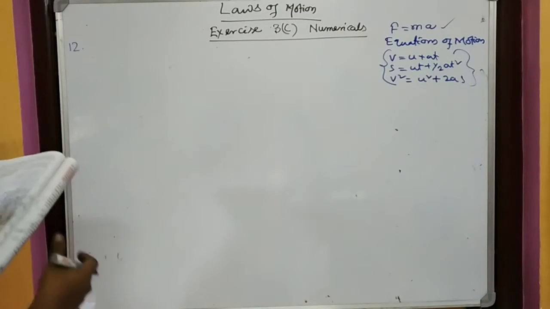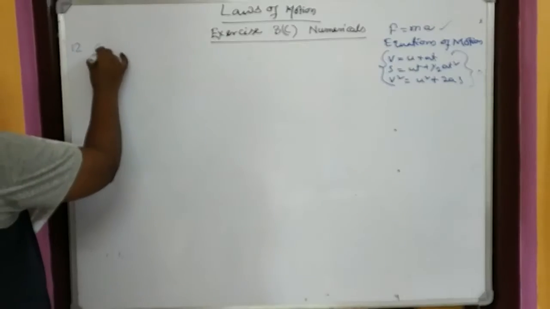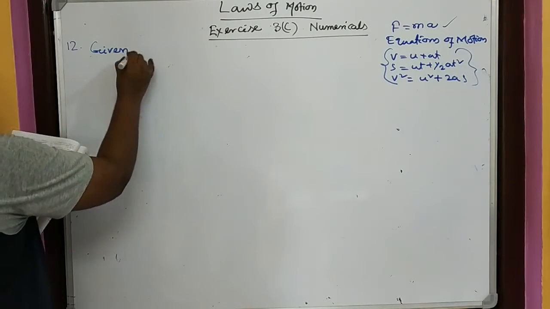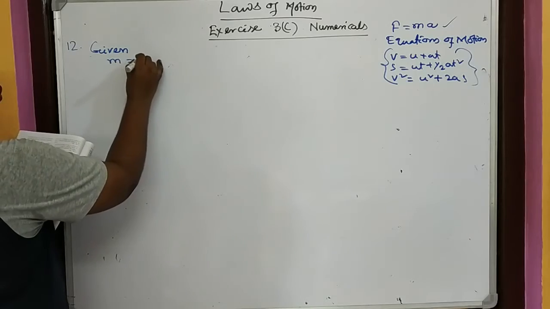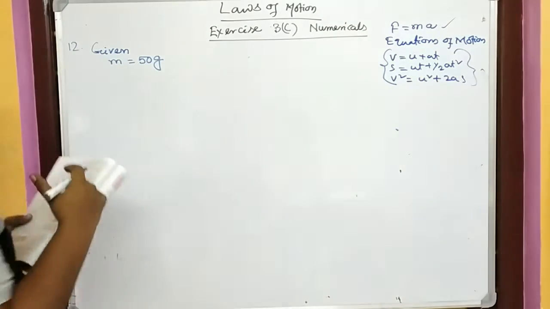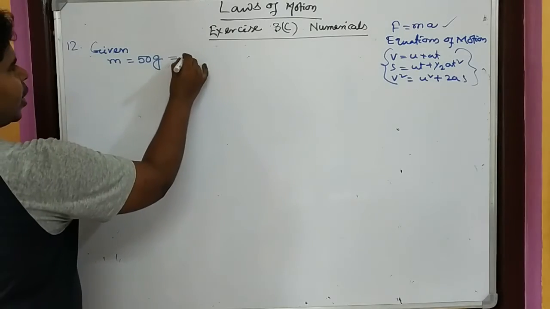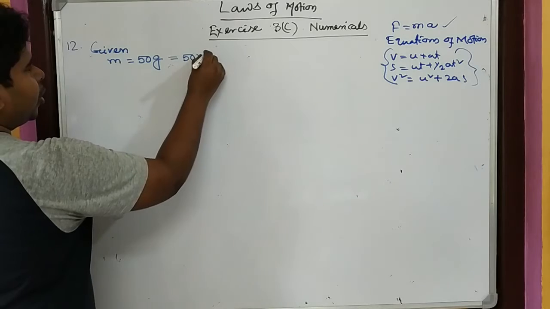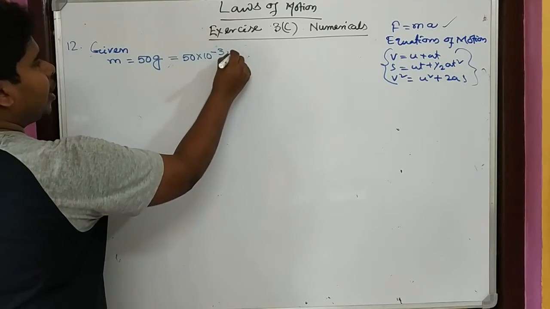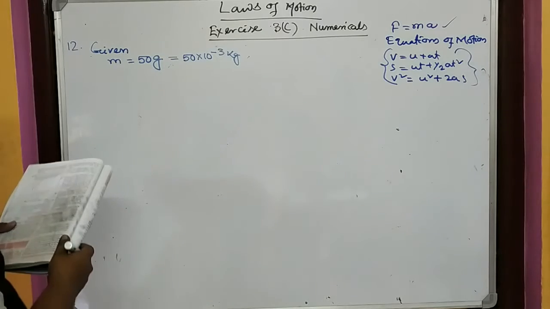What is given? A bullet of mass 50 grams. See how we have done the numerical. We will just try to write first. Given mass equals 50 gram. Okay, so the rest of the things are given in SI. It is given only in gram. So we can write 50 into 10 to the power minus 3 kg. That we will make sure earlier.